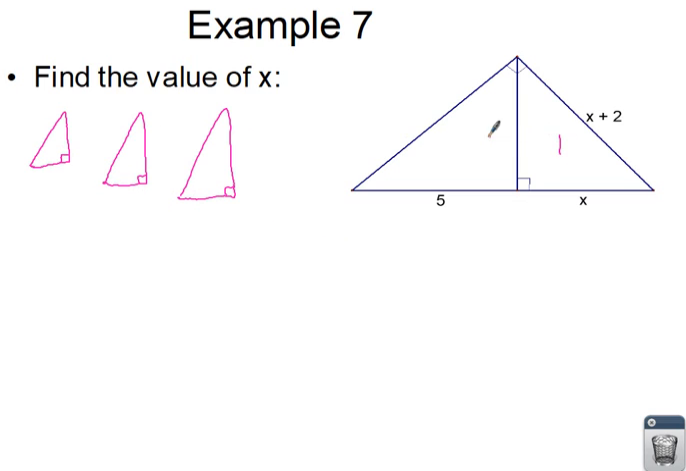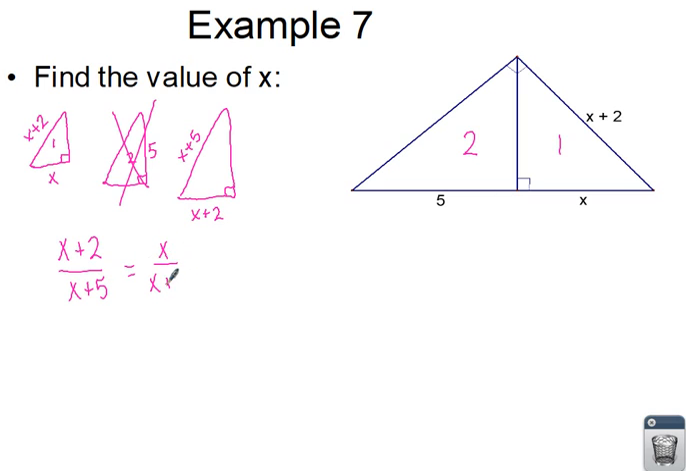Alright, so I'm going to do triangle 1, triangle 2, and then big one, triangle 3. Okay? Triangle 1 has x on the base and x plus 2 on the hypotenuse. Triangle 2 has a 5 on the height, nothing else. So it's pretty much worthless because it doesn't have any extra stuff. The big triangle has x plus 2 on the base and then x plus 5 on the hypotenuse because this whole thing is the hypotenuse. Okay? So then we've got our proportion. X plus 2 over x plus 5, and then x over x plus 2.